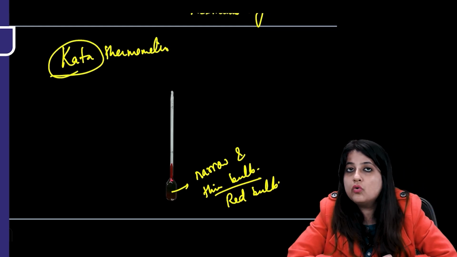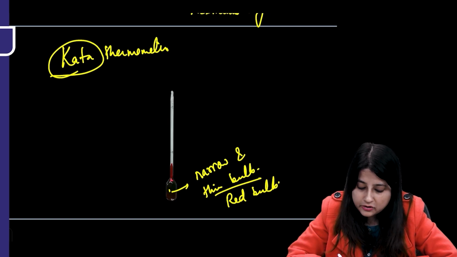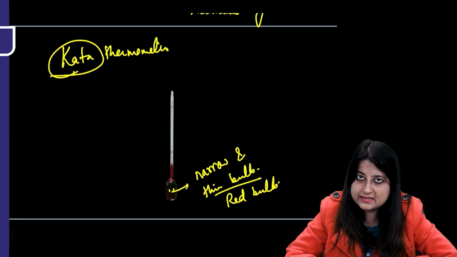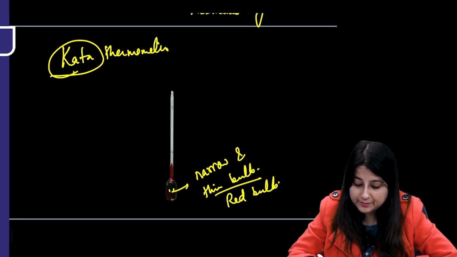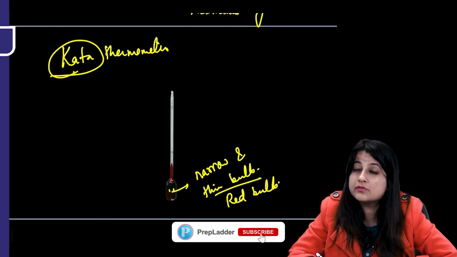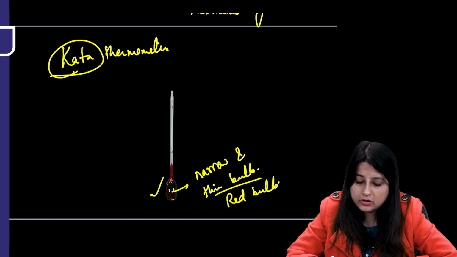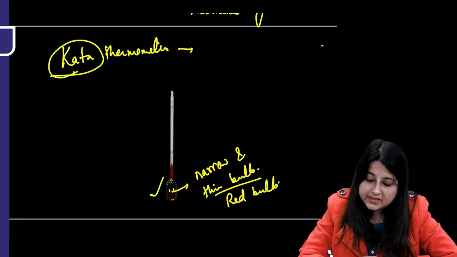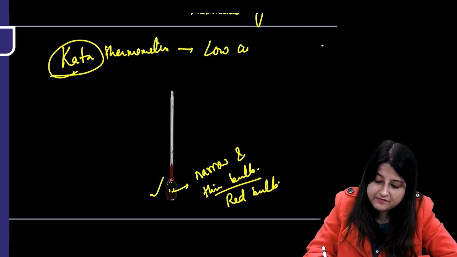Kata means bite. So a red dog bites. Kata means bites. That's how you can remember, because you'll confuse this with a globe thermometer. Here there is a red dog which is biting. So it has a narrow and thin bulb. Kata thermometer nowadays is used to measure low air velocities.